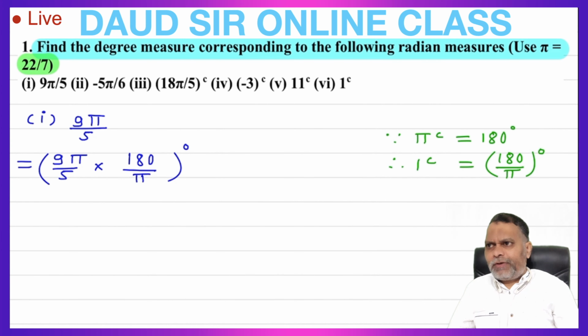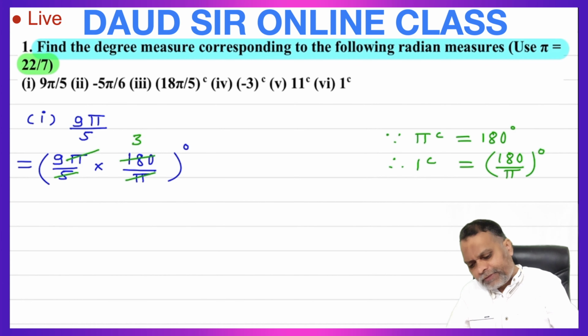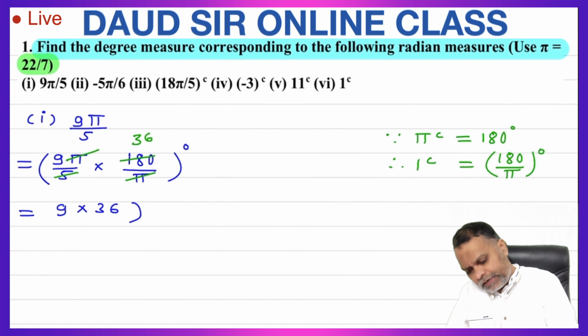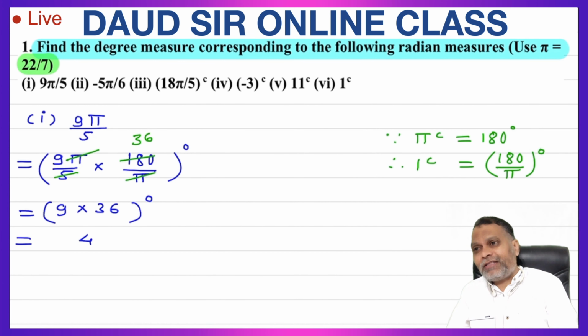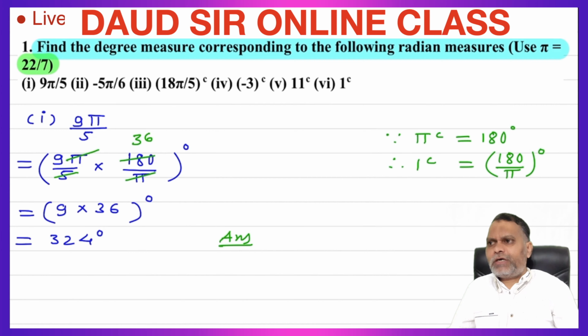Now this is degree. Simplify this. This pi gets cancelled. 5 3s are 15. Carry over 3. 5 6 are 30. Which is equal to 9 into 36 degree. Multiply by this. 9 6 are 54. 4. Carry over 5. 9 3 are 27 plus 5, 32. 324 degree. This is the required degree measure. 324 degree.